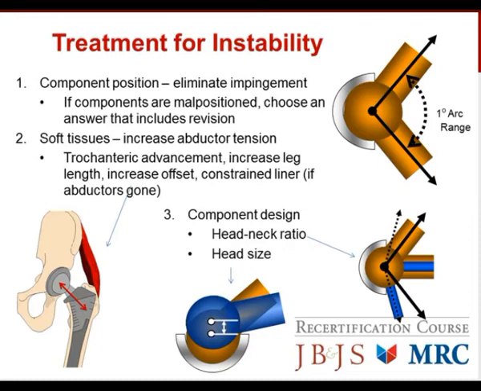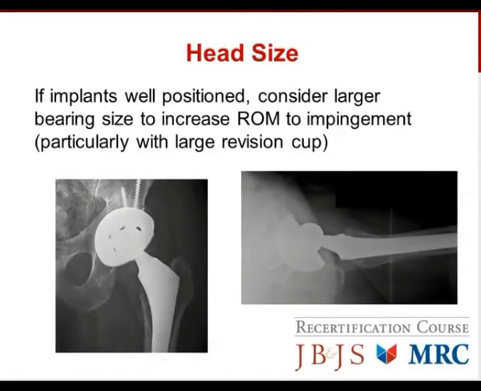Remember that increasing head size and increasing head-neck ratio is also important in improving hip stability. If you have a physician who has well-positioned implants, I think it's reasonable to upsize the femoral head, as we've mentioned, particularly in cases like this where there is already a large revision cup. Improving the head size relative to the cup can be helpful in maintaining stability.